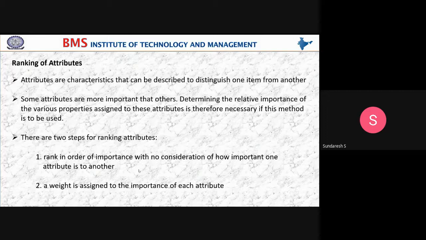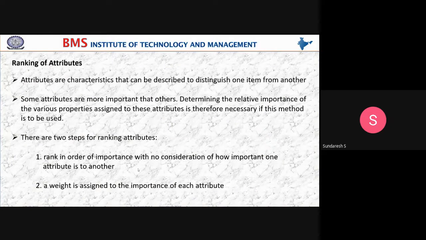Some attributes are more important than others. Determination of the relative importance of the various properties assigned to these attributes is therefore necessary if this method is to be used. In the sense, if you say three or four attributes are there, each attribute will have its own importance. So determining the relative importance of the various parameters assigned to these attributes is necessary if this method is to be used.